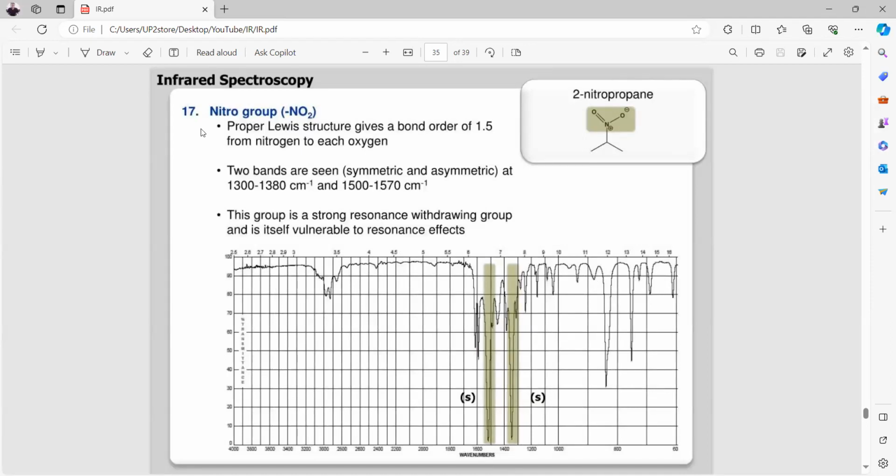Let's see and discuss the nitro group. Proper resonance structures give a bond order of 1.5 from nitrogen to each oxygen. Two bands are seen, symmetric and asymmetric, at 1300 to 1380 and 1500 to 1570. This group is a strong resonance withdrawing group and is itself vulnerable to resonance effects. So if you have two signals, as described in the yellow shape in the IR chart, then we have a nitro group.